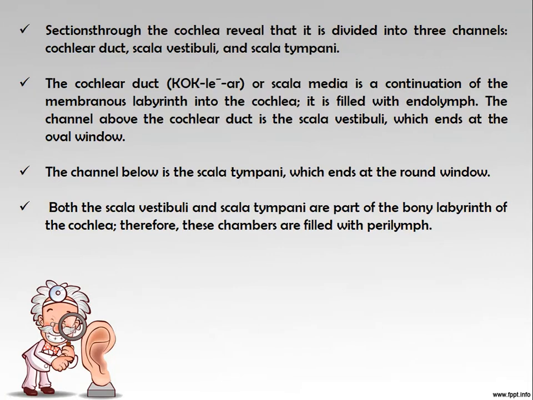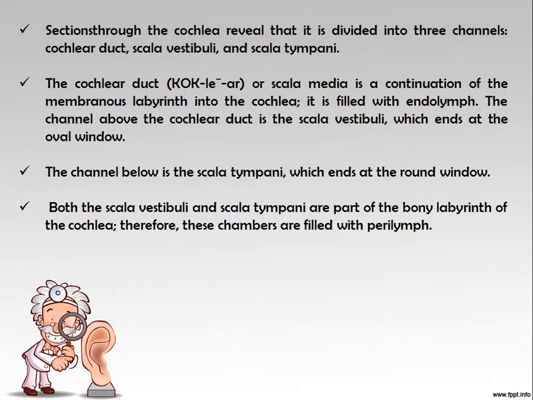A section through the cochlea reveals that it is divided into three canals: the cochlear duct, scala vestibuli, and scala tympani. The cochlear duct, or the scala media, is a continuation of the membranous labyrinth into the cochlea, and it is filled with endolymph.